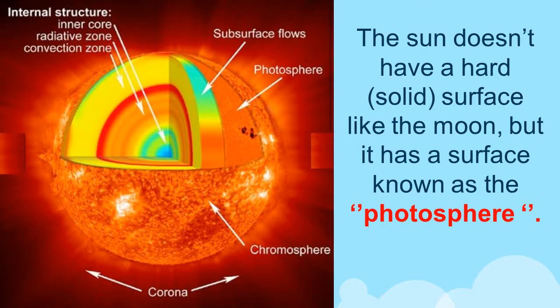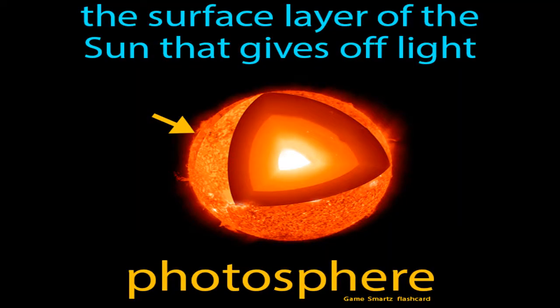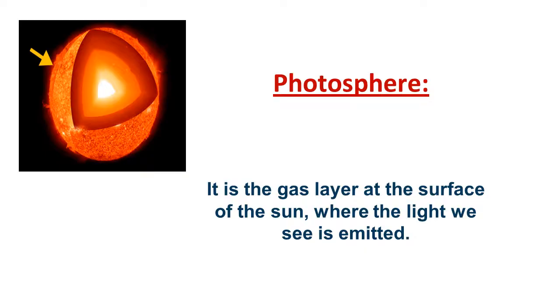The sun doesn't have a hard solid surface like the moon, or continents like the earth, but it has a surface known as the photosphere. The photosphere is the visible surface of the sun. It is the surface layer of the sun that gives off light. It is the gas layer at the surface of the sun where the light we see is emitted.